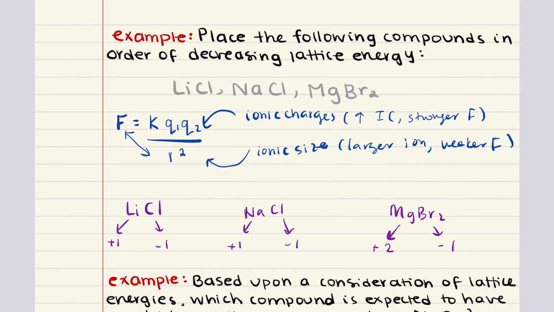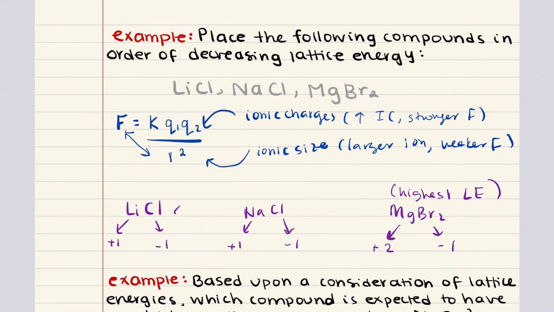Since the charge of the magnesium cation is +2, and everything else has a charge of magnitude 1, we can predict that the lattice energy of magnesium bromide is the highest of the three ionic compounds. So magnesium bromide is going to have the highest lattice energy. Now we're stuck between lithium chloride and sodium chloride, trying to determine which one of these has a higher lattice energy and which one has a lower lattice energy.